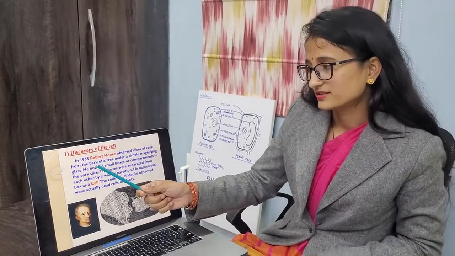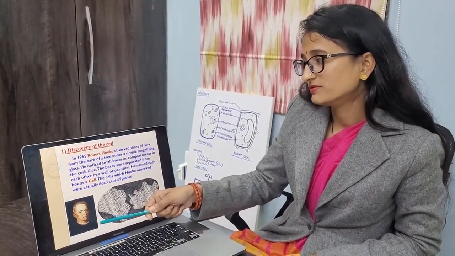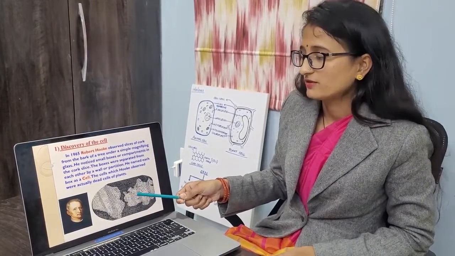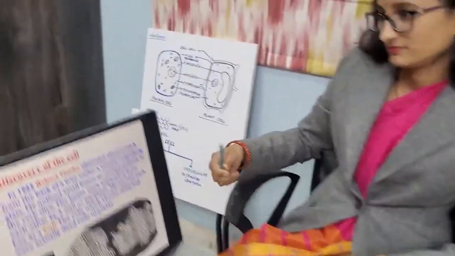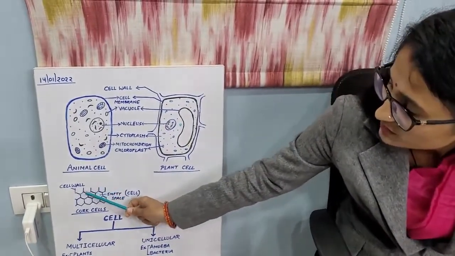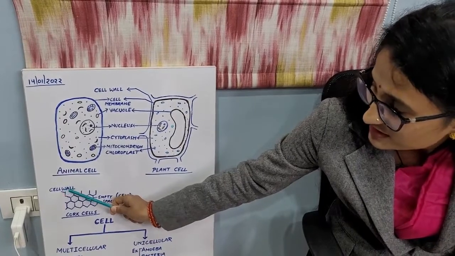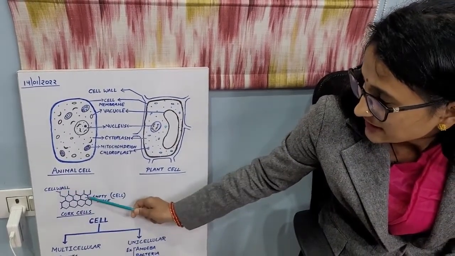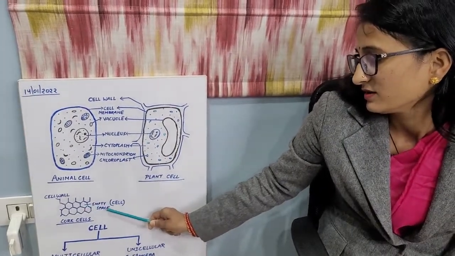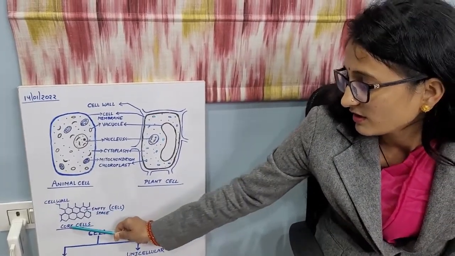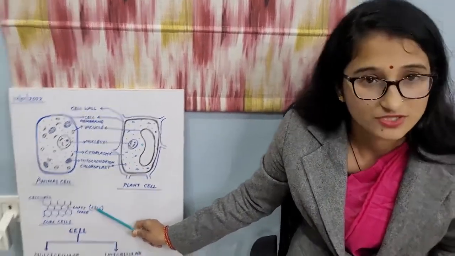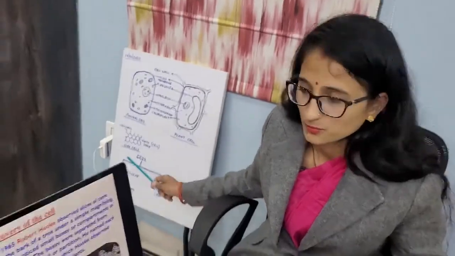In the year 1665, Robert Hooke observed slices of cork from the bark of a tree under a simple magnifying glass, and he noticed small boxes, compartments which are bounded by a wall which is later known as cell wall, and these empty spaces which look like honeycomb structure, they are cells. Okay, they are cork cells. Robert Hooke coined the term cell. The word cell means small room.